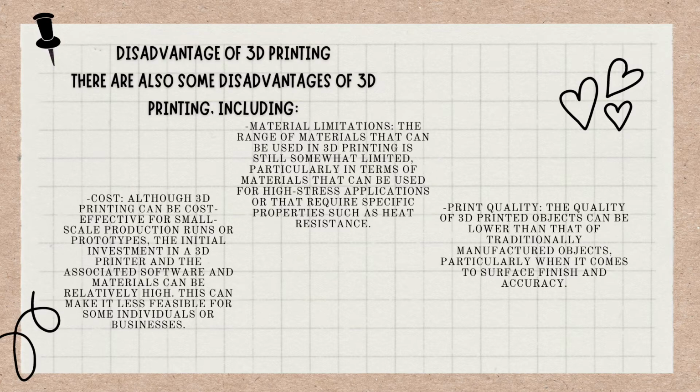Material limitations. The range of materials that can be used in 3D printing is still somewhat limited, particularly in terms of materials that can be used for high-stress applications or that require specific properties such as heat resistance. Print quality. The quality of 3D printed objects can be lower than that of traditionally manufactured objects, particularly when it comes to surface finish and accuracy.